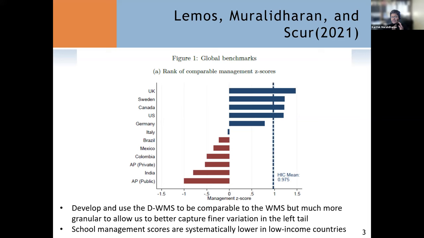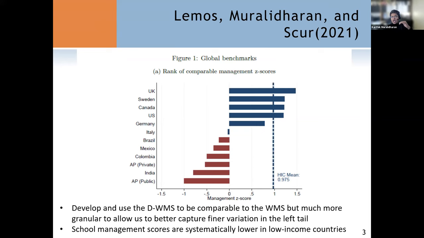But over time, it's expanded to cover more sectors as well as more countries. Now, one of the problems when you take the WMS to low-income settings is that WMS has a scale of 1 to 5, okay? And most of the developing countries would score somewhere between 1 and 2. And the way the WMS works is you have integer coding, which means anything below a 2 would be rounded down to a 1. So you're not quite a 2, and then you go down to 1, okay?